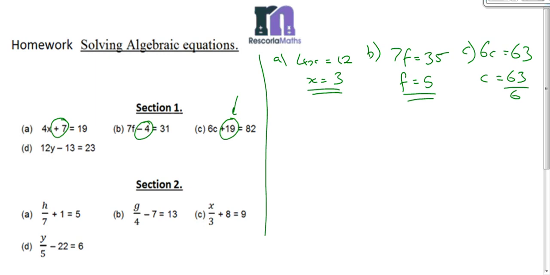For question D, we get rid of the minus 13 by adding 13. So we've got 12y equals 36. And then 1y, if we divide by 12, how many times does 12 go into 36? It goes in there 3 times. So we've got y equals 3.